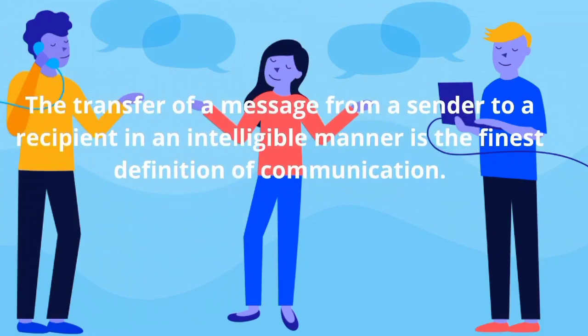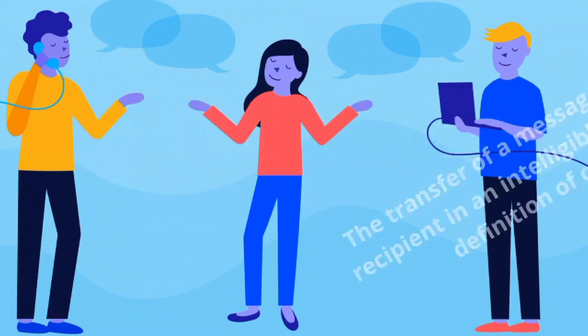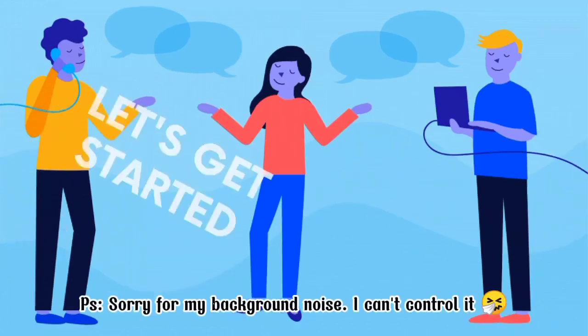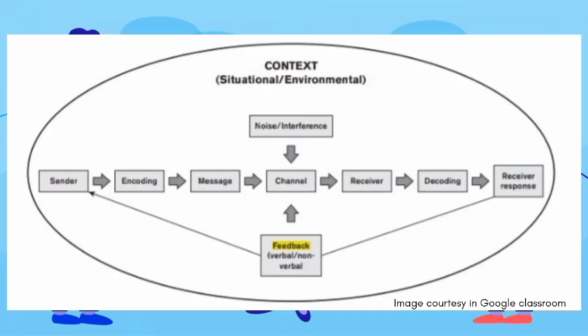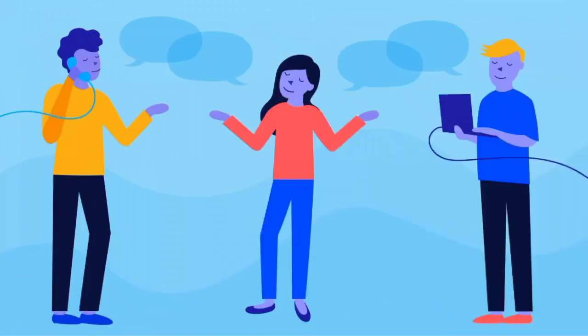Today we'll be discussing the components of human communication. The transfer of message from a sender to a recipient in an intelligible manner is the finest definition of communication. So let's get started. First, I will show you the figure of communication process. To understand that figure, let's start to familiarize the definition of it.